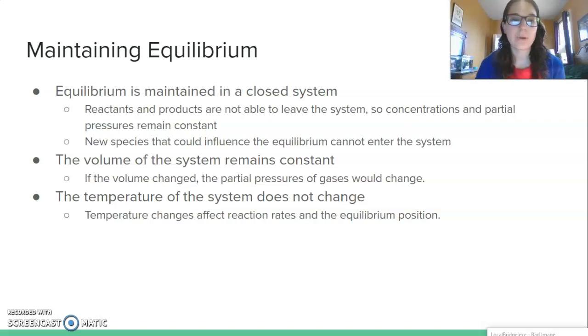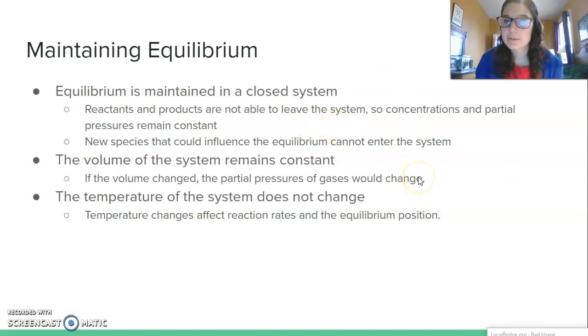So again, if reactants and products were able to leave the system, say I were able to remove some products, some of the things that occur on the right side of the equation there, if I were to remove that product, then the forward reaction would occur at a stronger rate, or the reaction would proceed to the right.